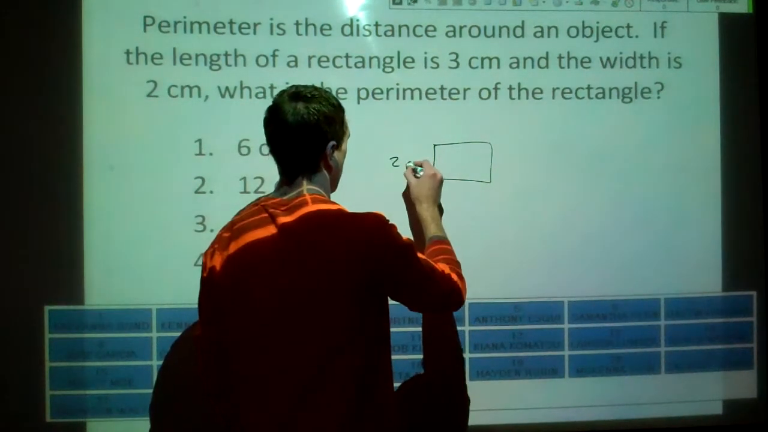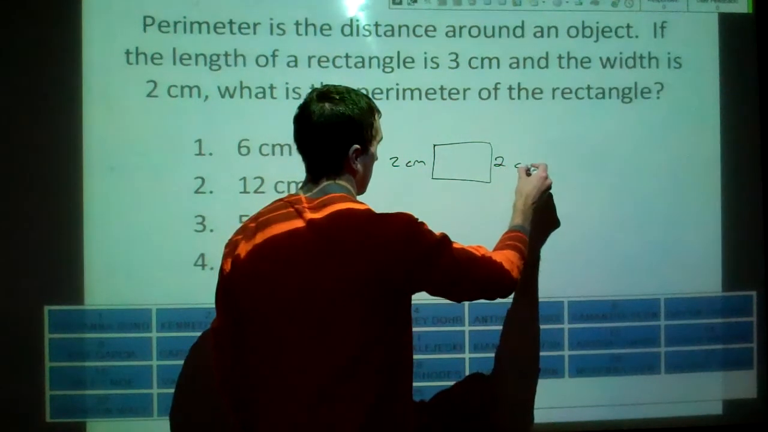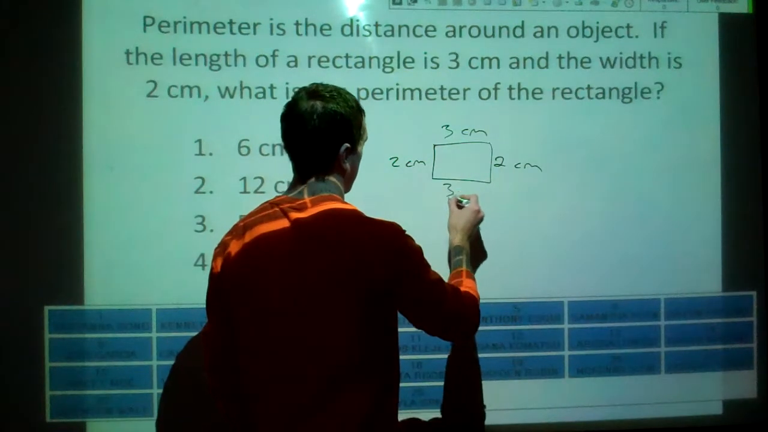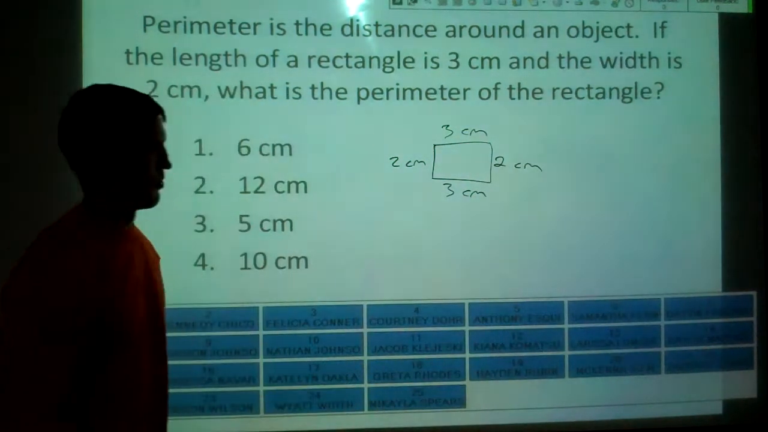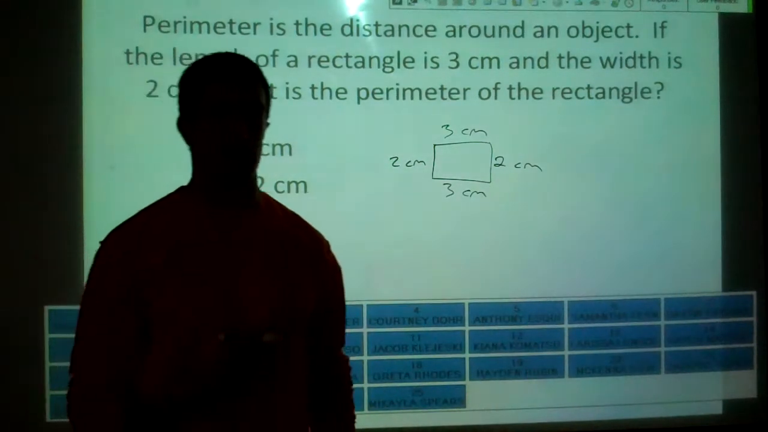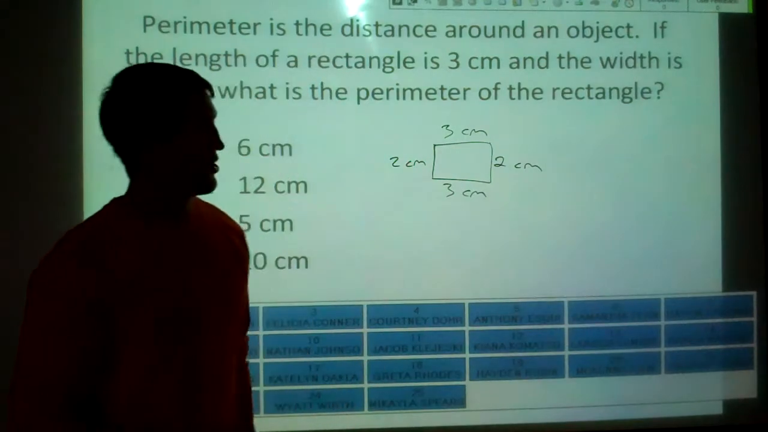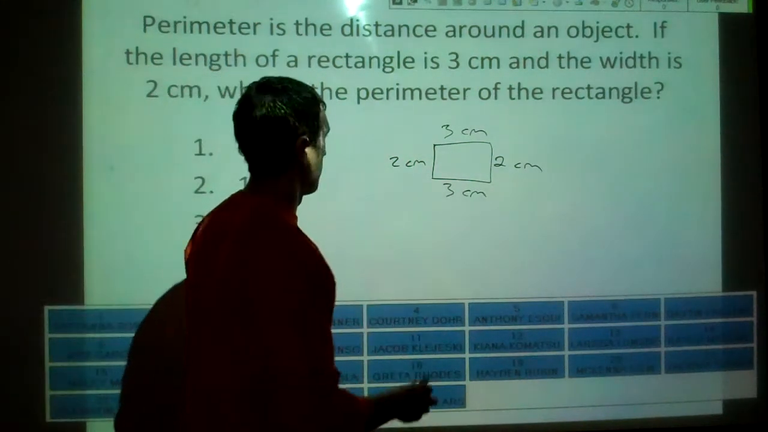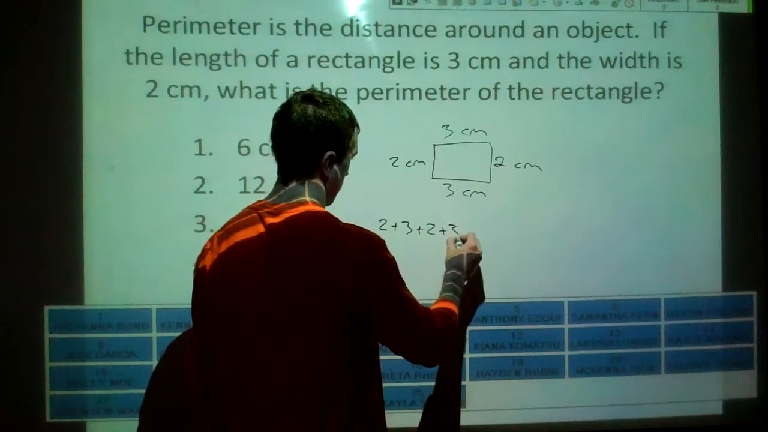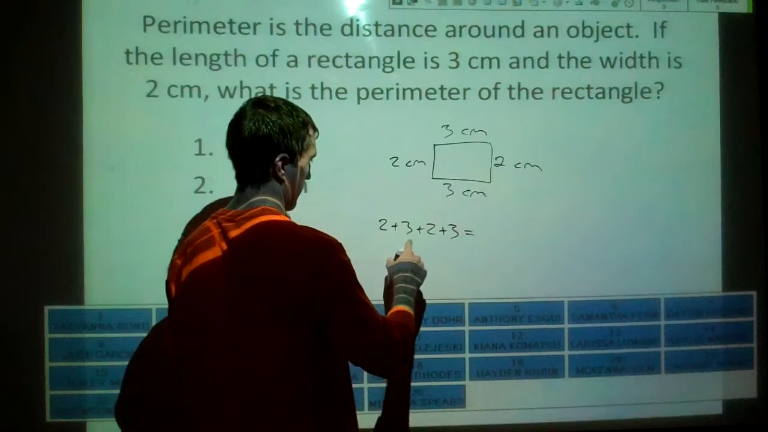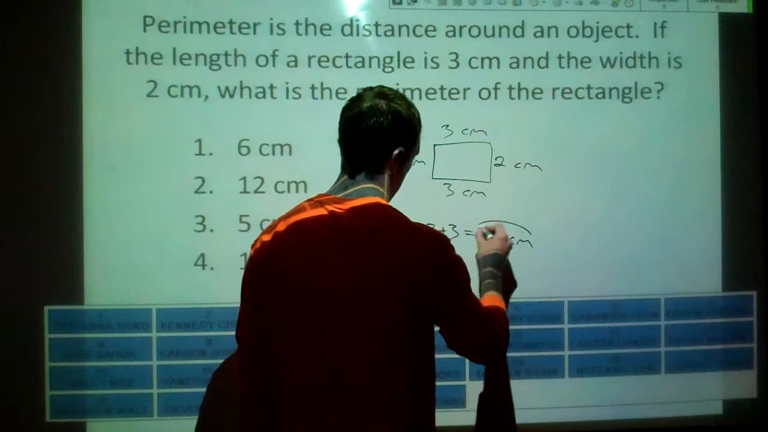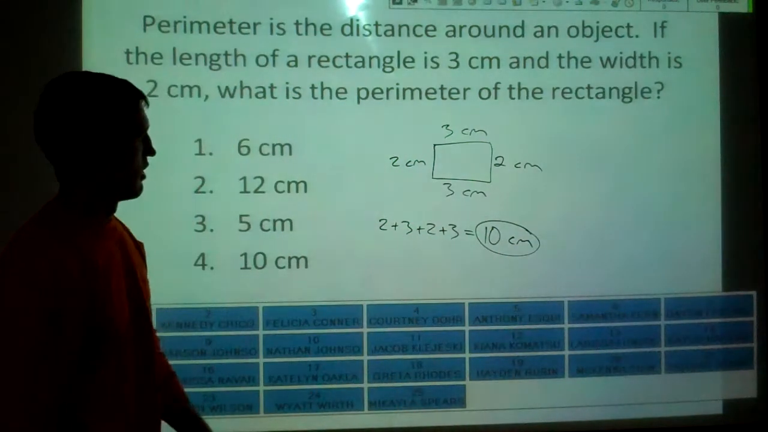So we have a width of 2 centimeters, and it's a rectangle. So those two sides are the same. Length is the same too. Alright. Immediately some of the students wanted to do 3 times 2. That's area. We're not talking about area, we're talking perimeter. So perimeter means we're going to add all of our sides up. Well, that's 2 plus 3 plus 2 plus 3. So 2 plus 3 is 5, plus 2 is 7, plus 3 is 10. So 10 centimeters should be what we get there.